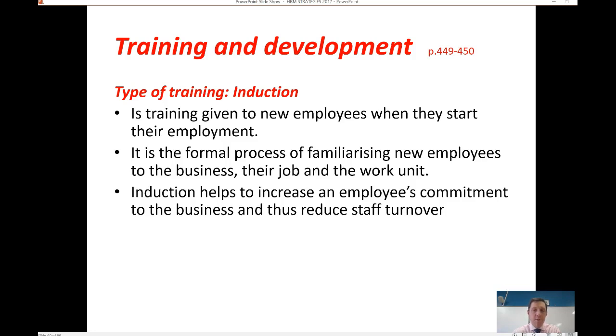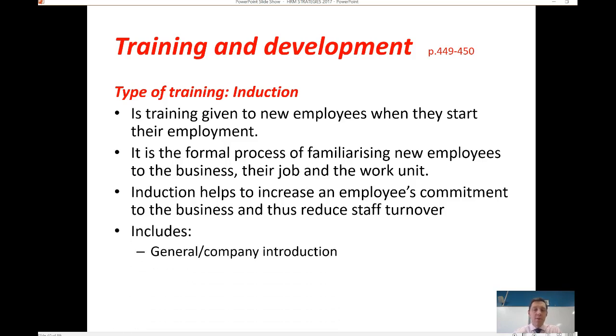It's a formal process of familiarising new employees to the business, to their job and to their unit of work. Induction helps them increase their commitment to the business and reduces staff turnover. If you get inducted well, a staff member is going to feel much better about working at that organisation. They feel comfortable, they know where most things are, how to go about most things, and who to go and see should they have an issue.